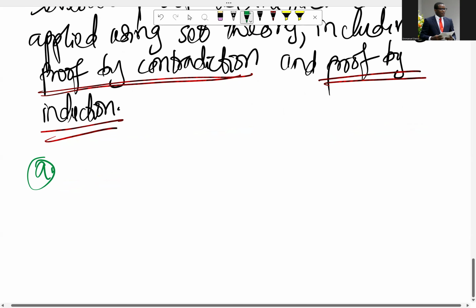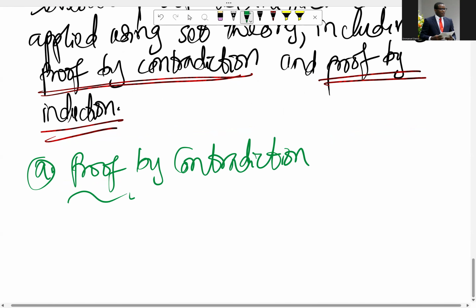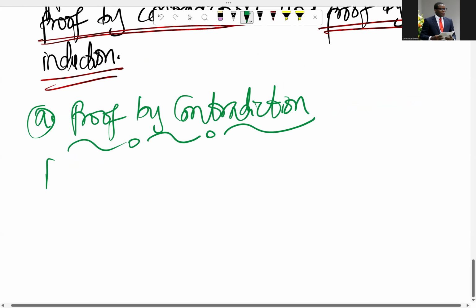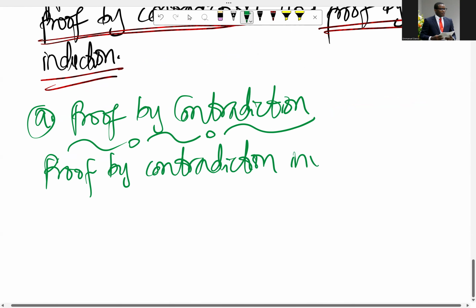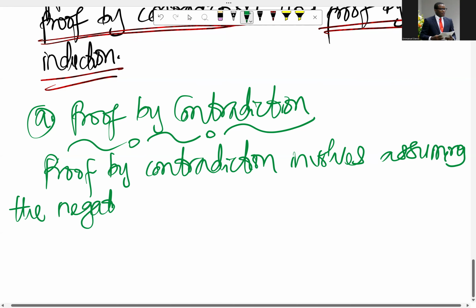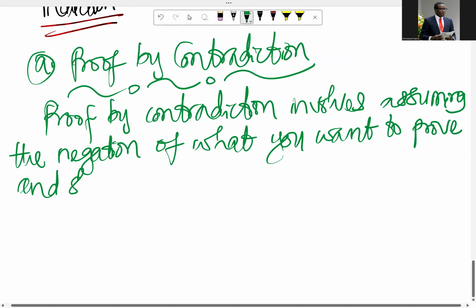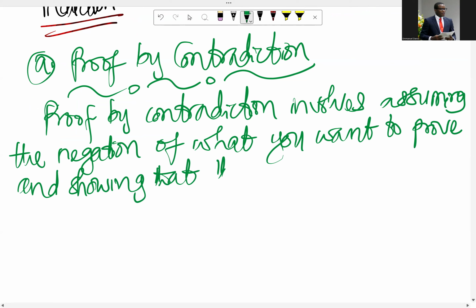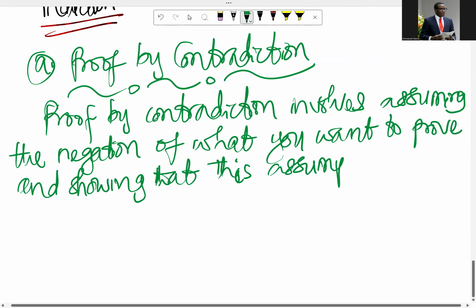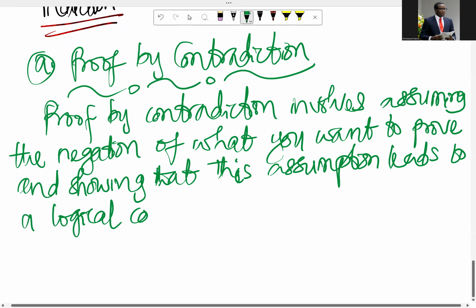Say here, proof by contradiction. Just take a common example of proof by contradiction. Proof by contradiction involves assuming the negation of what you want to prove, and showing that this assumption leads to a logical contradiction.